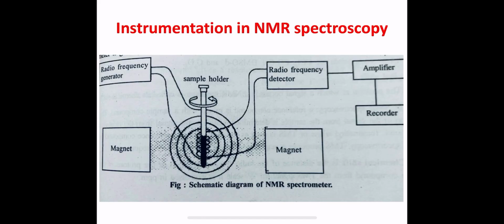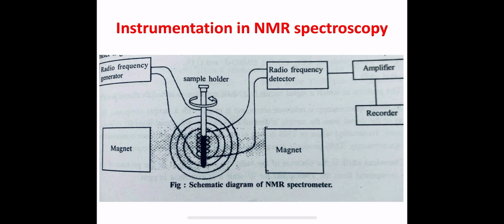And the next important thing we have to see in this chapter is the instrumentation of NMR spectroscopy. This is very important. This is the schematic diagram which explains NMR spectroscopy. Five different parts are observed here. So this instrument consists of five parts. The first one is the sample holder. As I have discussed in class, it should be inert and should allow the radio frequency radiation to pass through it.